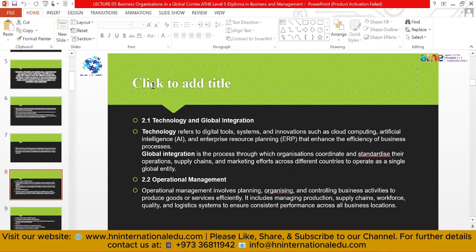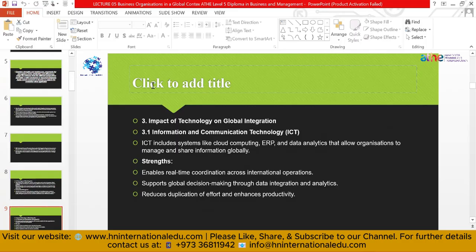Workforce, the employees, the workers, we need to look at their health, the fringe benefits, the payments, the salaries, commission, and their efficiency factors too. Quality of the product, obviously, and the logistics system to ensure consistent performance across all business locations. As it's a multinational, if it's globalization, then we need to be very sure how things are moving from country to country. Are we using sea transport or air transport, and at what budget, at what cost? Each and everything will be discussed here.